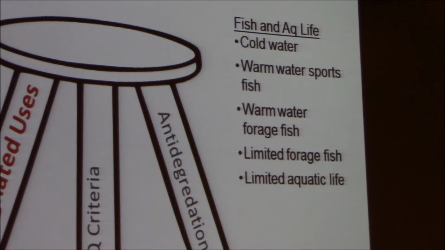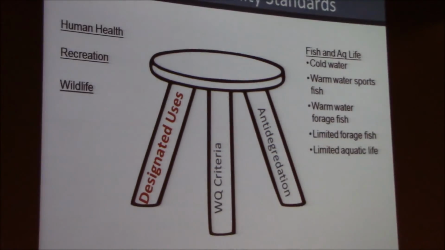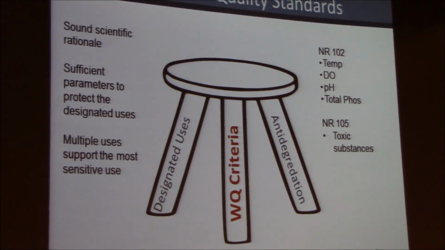So some of these streams that might not be producing the fish that we like to harvest are still important because they're producing forage fish and kind of part of the larger system. So those systems are included as well. And then limited forage fish, limited aquatic life. The important thing here is that for these designated uses, there are different water quality criteria. So the first thing we need to understand is what the designated use is of a water body, and then for those different water bodies, there are different water quality criteria.